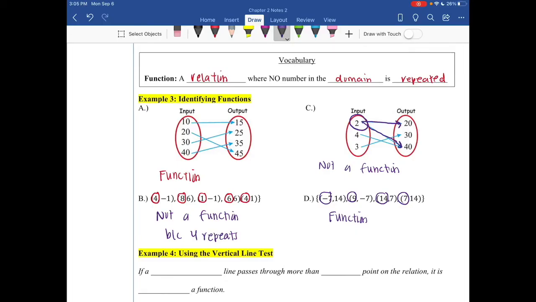C is not going to be a function because the value of 2 corresponds to both 20 and to 40. That means we have repeated that value in the input. On D, though, it will be a function because we have all different values for x, and there are no repeated values in the domain.